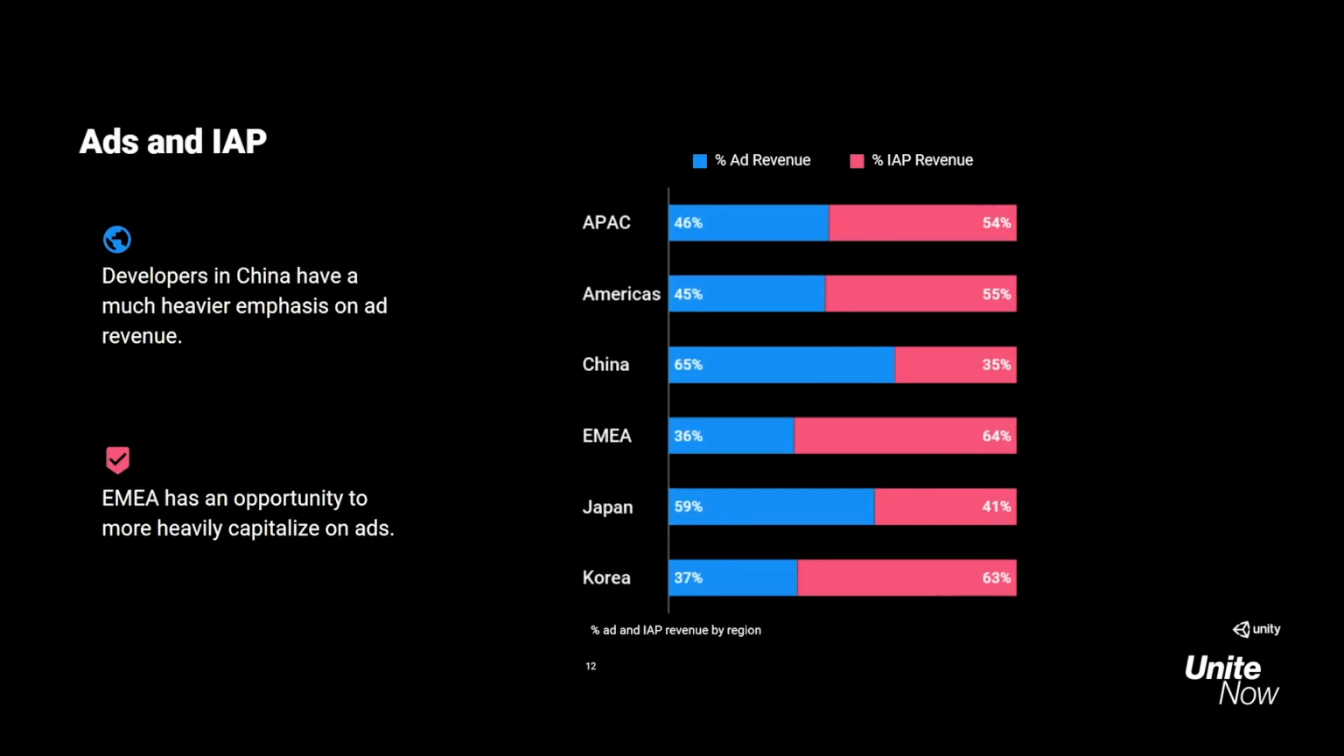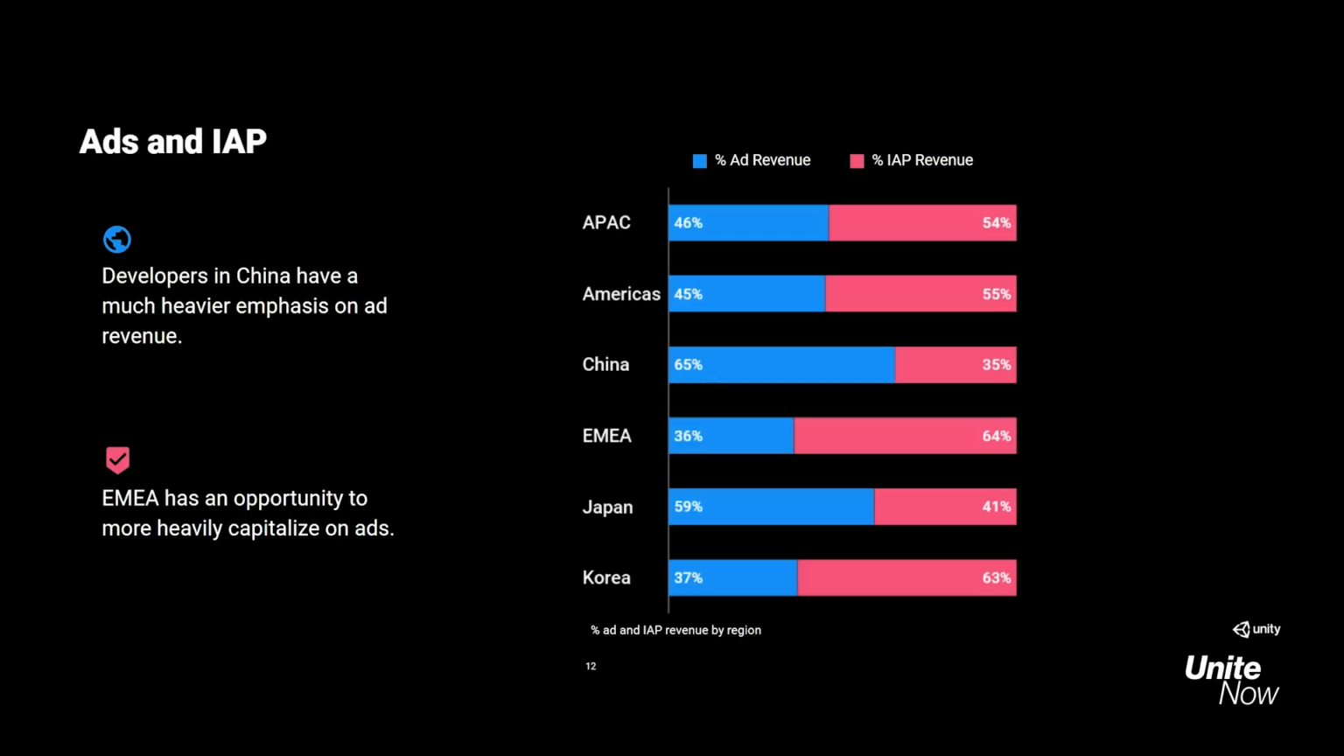Now let's take a look at regional breakdown. This chart shows how developers in each region make money. We can see that developers in China have really capitalized on their ad revenue. So there's definitely an opportunity for developers in regions like Europe to optimize their ad revenue.